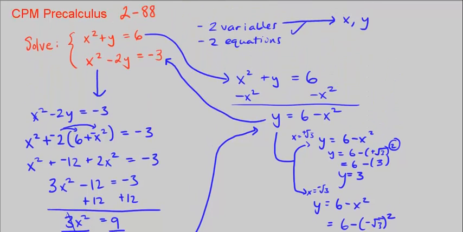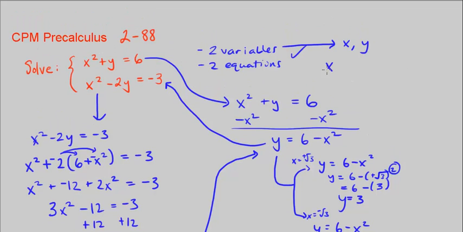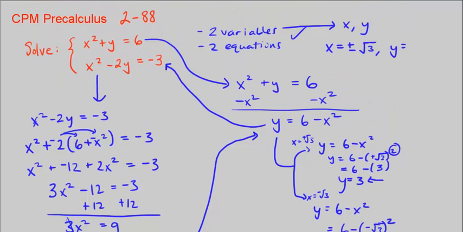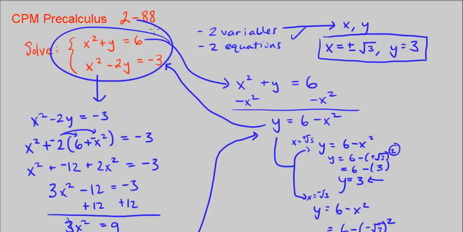So my solution then is going to be x is equal to plus or minus square root of 3, and my y is equal to just, remember we had two answers but they're the same, so I'm just going to say it once rather than repeat it. It's just equal to 3. Okay? So this is the solution to this system of equations, because we have two equations and we're solving for the values of the variables x and y. All right, so that ends CPM Precalculus Chapter 2, number 88.